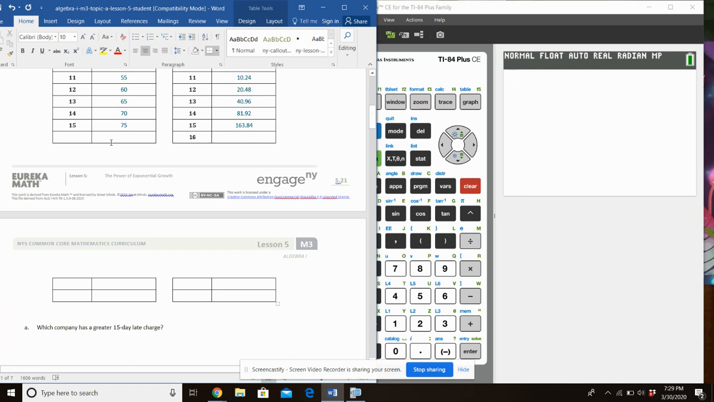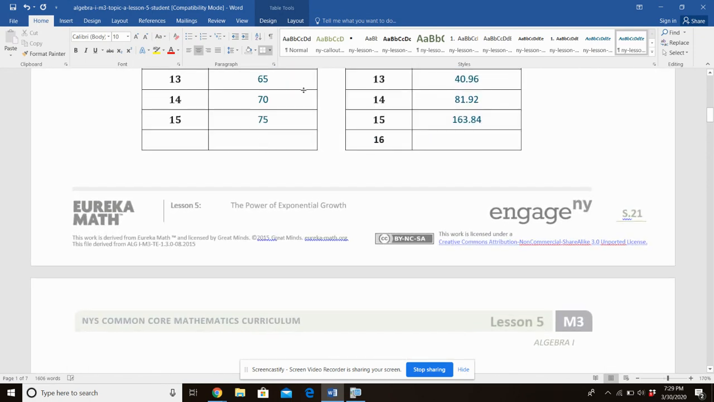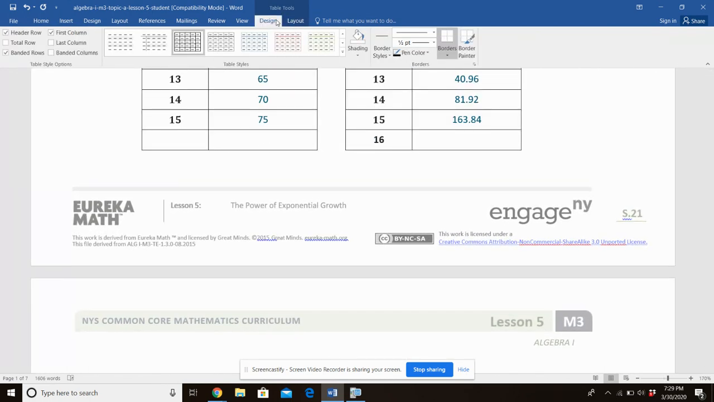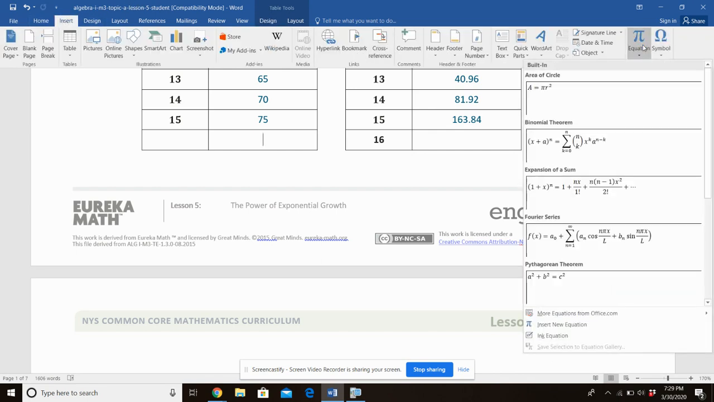Or what we can do is create an equation for it. We know that company number 1 is an arithmetic sequence because it has a +5 pattern. So what I can do, and I'm going to type this in, but you guys definitely can just write this in. You don't need to worry about getting all fancy with the equations.